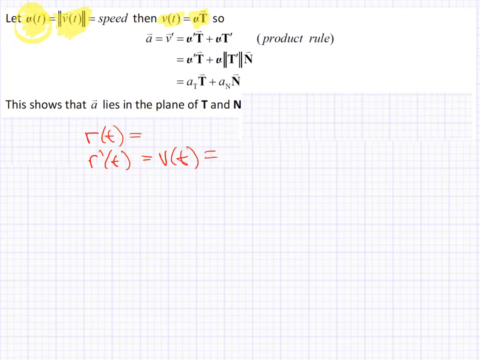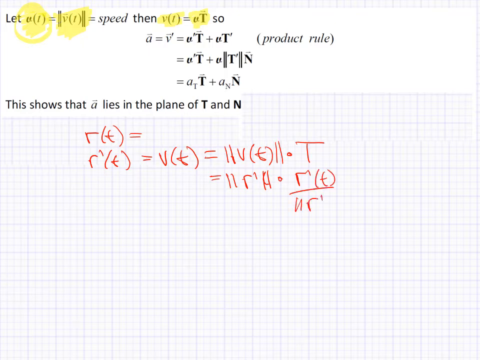And what we could do is write it as the magnitude of v of t times the unit tangent vector. It really is just saying this is r prime, because what is the magnitude of v? The magnitude of v is the magnitude of r prime of t. And the unit tangent vector is r prime of t over the magnitude of r prime of t. And so these would cancel, and you see, v of t is still just r prime of t.